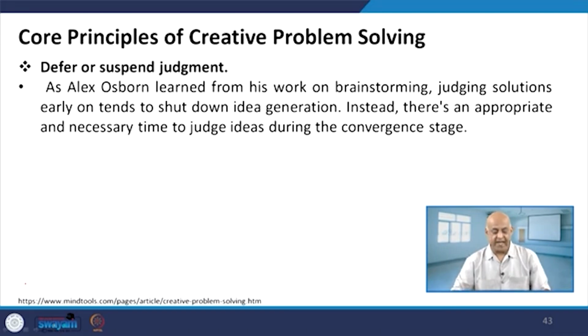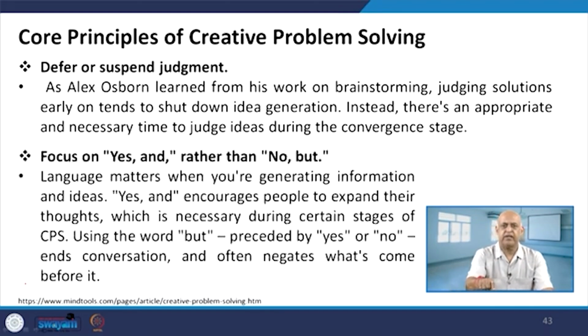Instead, there is an appropriate and necessary time to judge ideas, during the convergent stage. Many times it is not divergent, right, rather you have to go by the convergent stage. When you go by the convergent stage, you will be taking the help of each and every person, and the approach will be very positive, and then the decision made by the group will help the leader also to take decisions.